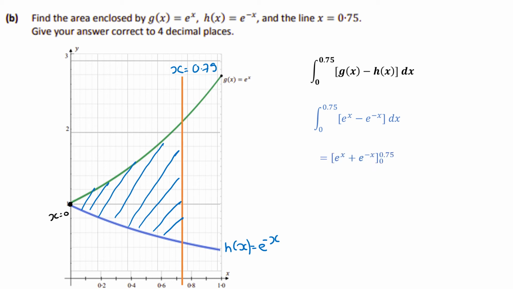When we integrate that, e to the power of x doesn't change. E to the power of minus x ends up divided by the coefficient, or divided by the derivative of that power. So it's divided by a minus. So we end up with a plus e to the power of minus x. We're going to work that between 0 and 0.75. And when we do that, we end up with 0.589.